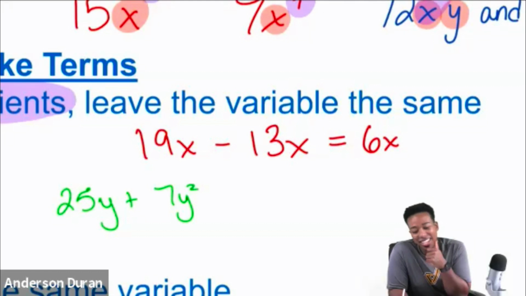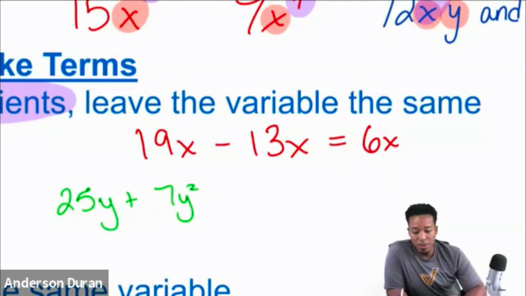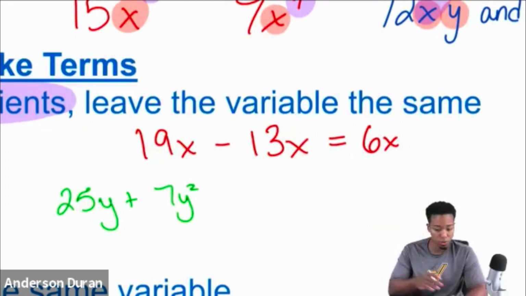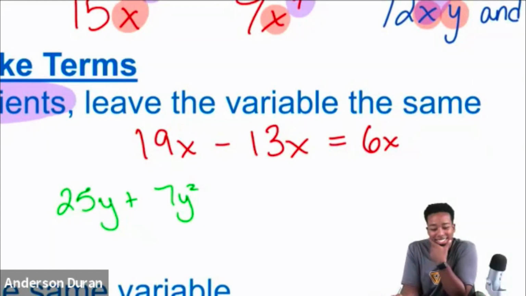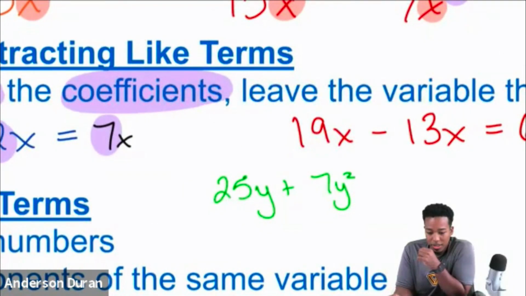I like it. Take a pause for a second and take a look at some of these answers in the chat box. A couple of people already said 32y squared. I think someone wrote 32y, 32y cubed. But then I have a few people saying nothing, you can't add these. Everybody, why can't I add these? They're different. They're not like terms.